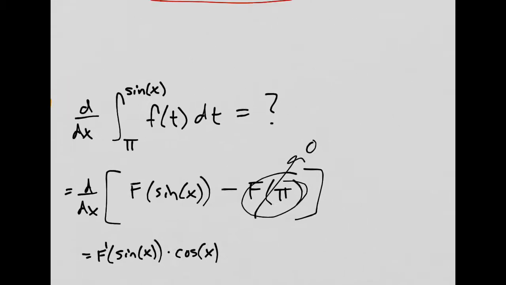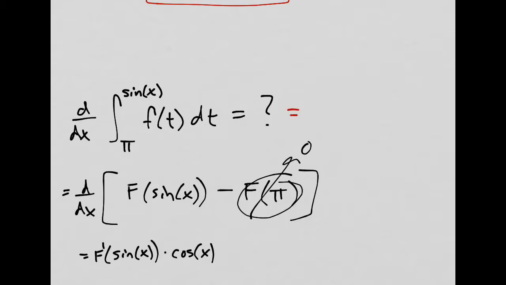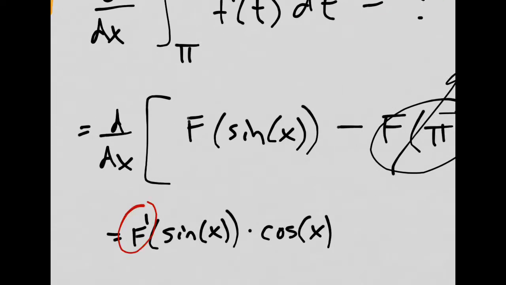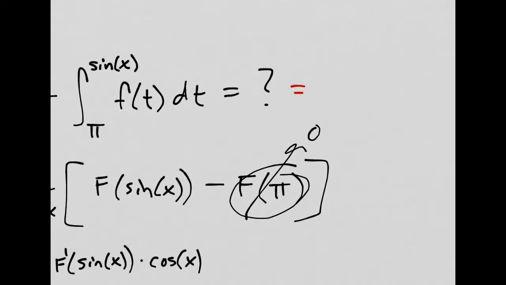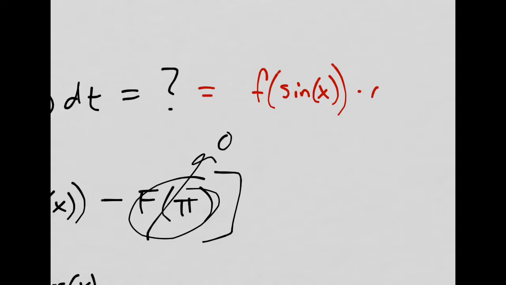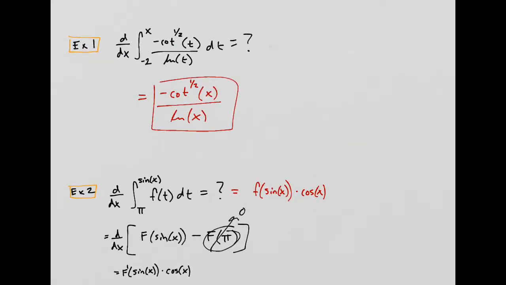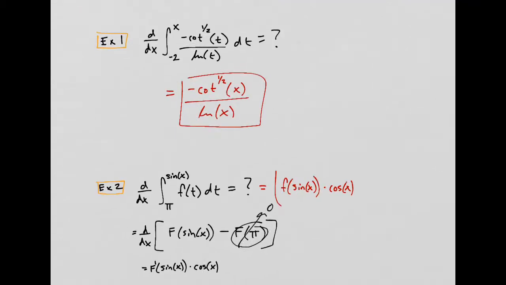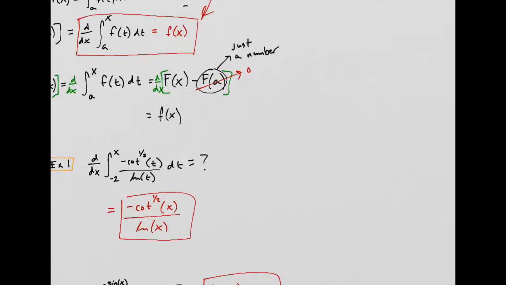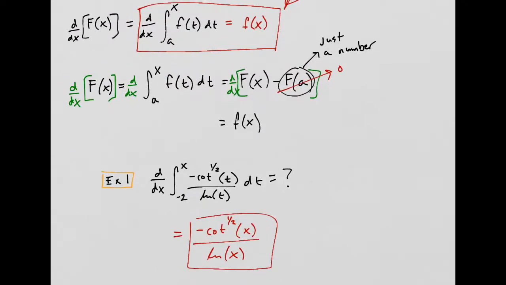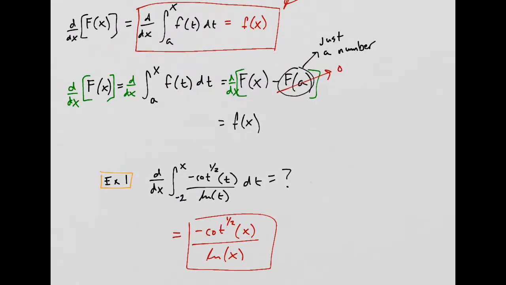So what is f prime? Capital F prime is just little f. So this would be little f of sine x times the derivative of the inside, times cosine of x. So that would be the answer there. Hopefully that makes sense. If not, I'm going really quick, but I'll do more examples in class.